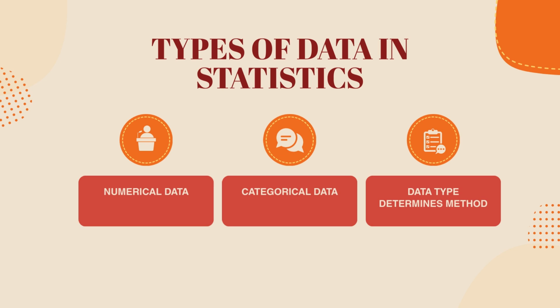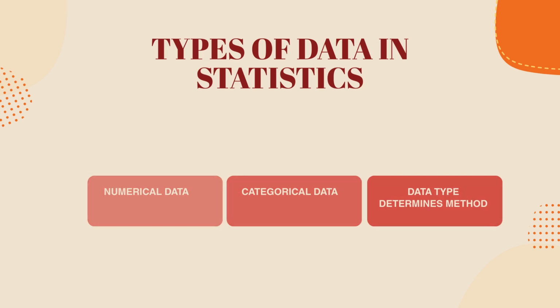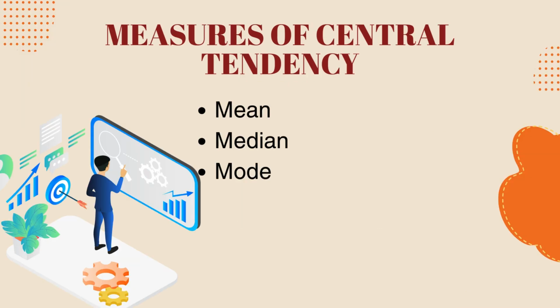Types of data in statistics. Before applying statistics, we must understand data types. Common types include numerical data like scores or income, and categorical data like gender or department. The type of data determines which statistical methods are appropriate.